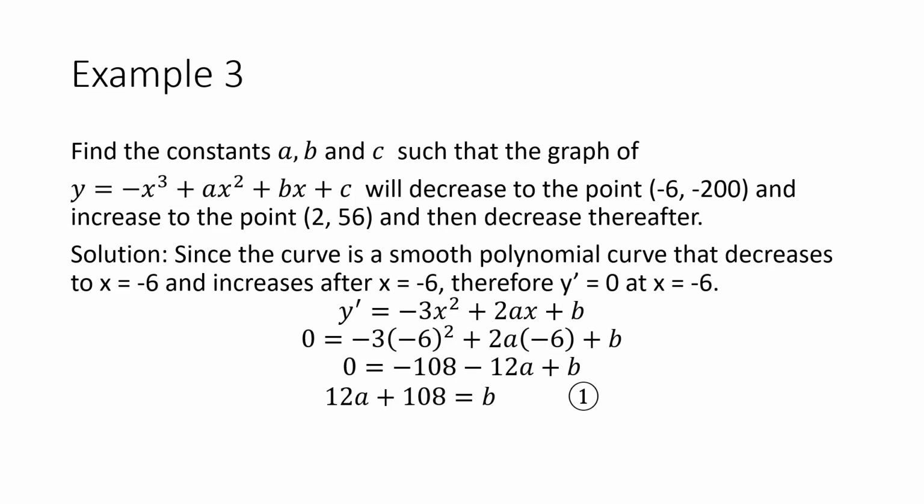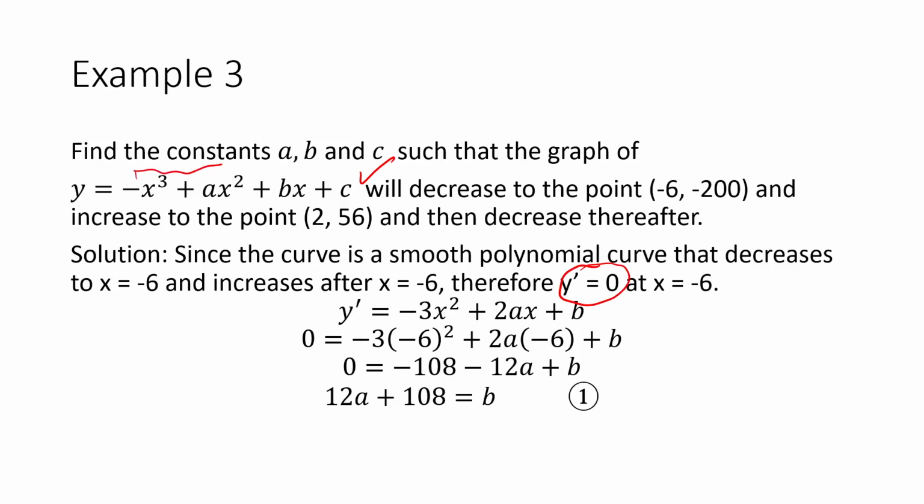In this question, they want us to find constants a, b, and c such that the graph of this particular curve given decreases to a particular point and increases to another point and decreases thereafter. So we see that this curve right here is a smooth polynomial curve. It's a polynomial function like you learned in advanced functions. And it's decreasing to an x value of -6, and it's increasing after an x value of -6. So what that means is y prime is going to have to equal 0 at an x value of -6.